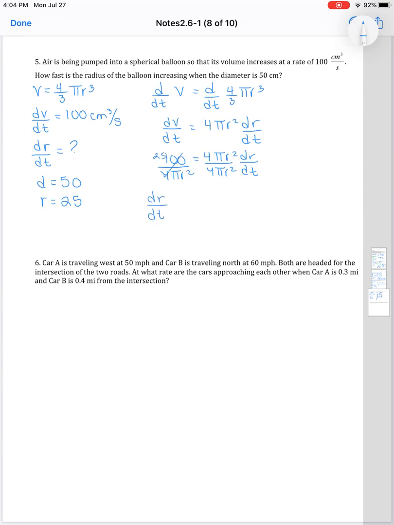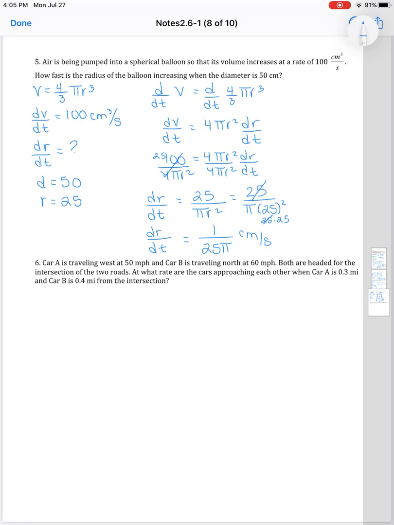All right, so step 1, we're going to take the derivative with respect to time on both sides of the equation. 4/3 pi r cubed, nothing disappears. So dV over dt, we get 4 pi r squared dr over dt, and we're going to sub in what we know. So we know the volume rate, and we're looking for the radius with respect to time. So now we're going to divide and simplify. So dr over dt equals 25 over pi r squared.